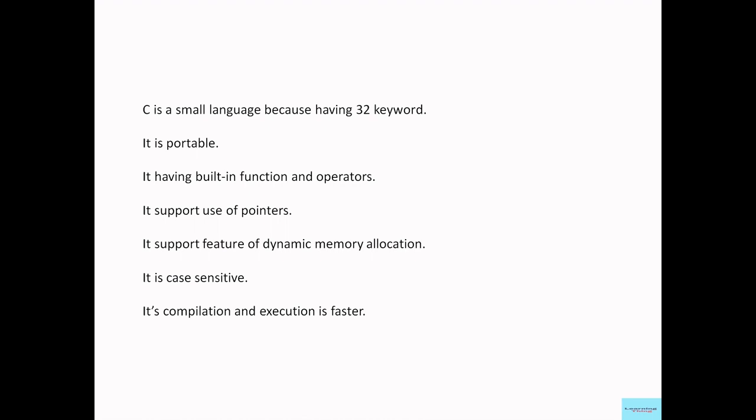C is a small language because it has 32 keywords, and other languages like C++ and Java have more keywords to use. So it is a small language. You can easily learn this language because it has only 32 keywords, and that is easy to learn.